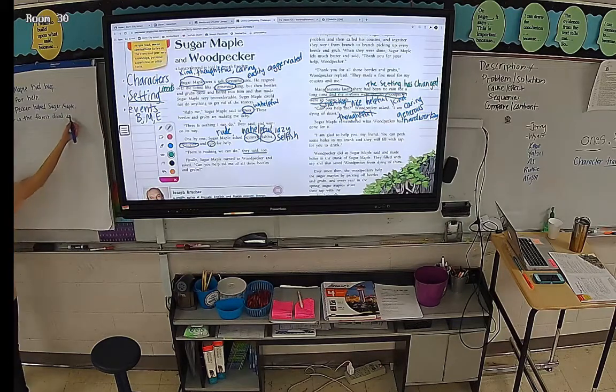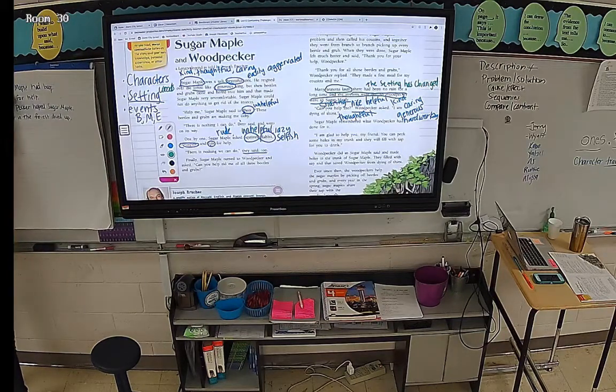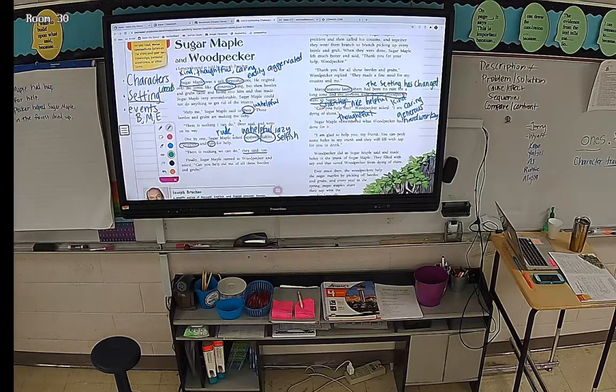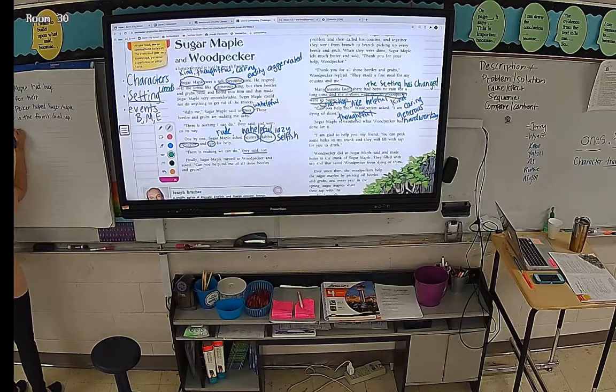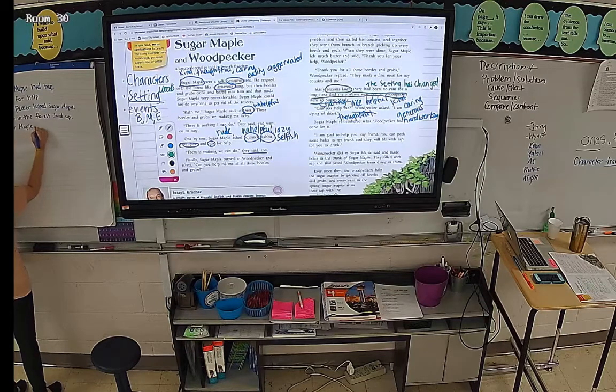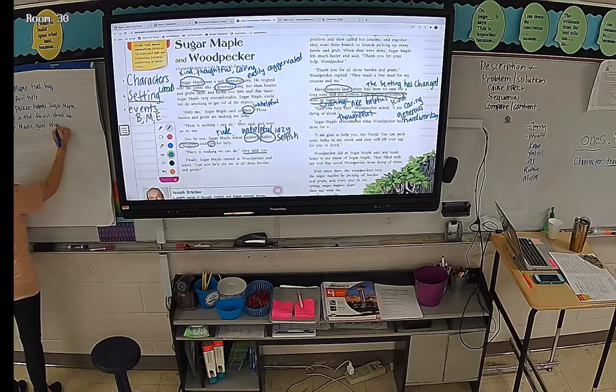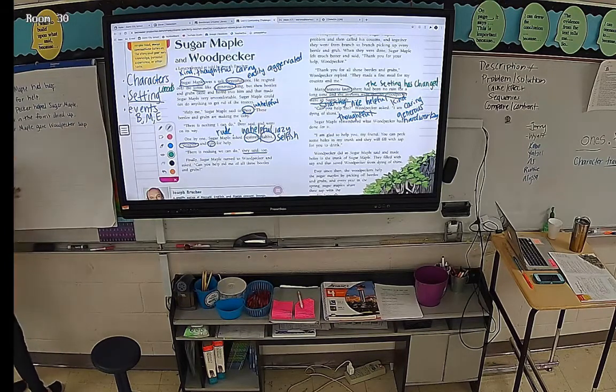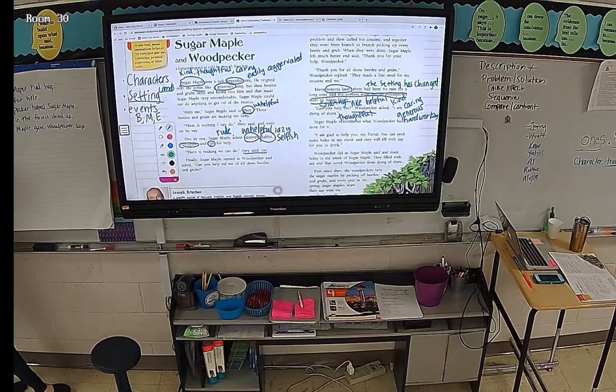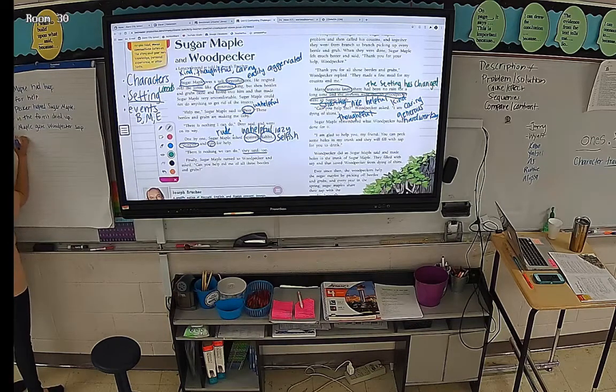Okay, so Sugar Maple had bugs. He asked for help. Woodpecker helped Sugar Maple. Water in the forest dried up. What would be next, Caius? Okay, so Sugar Maple gave Woodpecker what? Sap. But wouldn't sap be sticky? Yes, it is, but if you don't have any water, then it can take the place. It's not as good for you, not as hydrating as water, but at least it's something. Okay, Sugar Maple gave Woodpecker sap to drink.